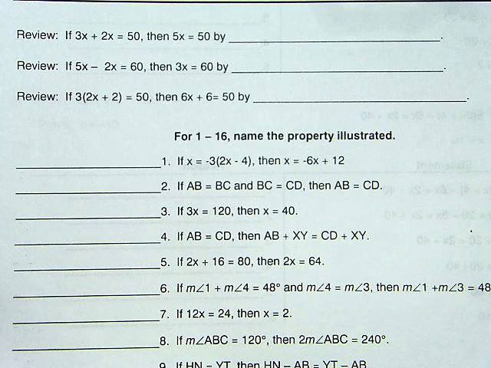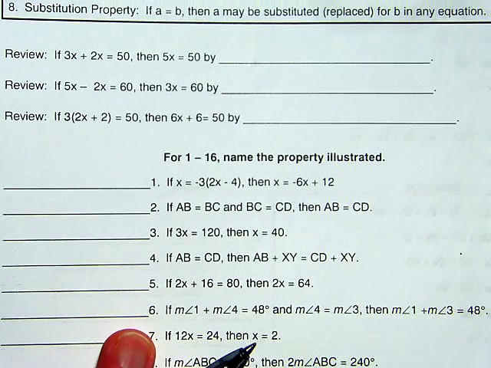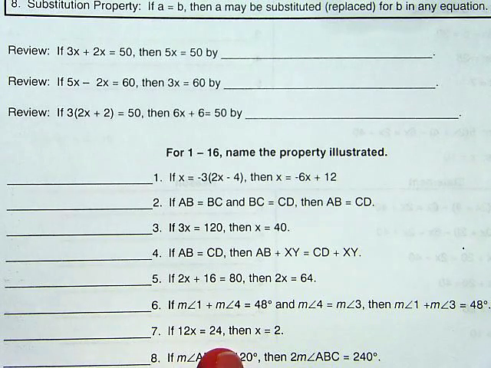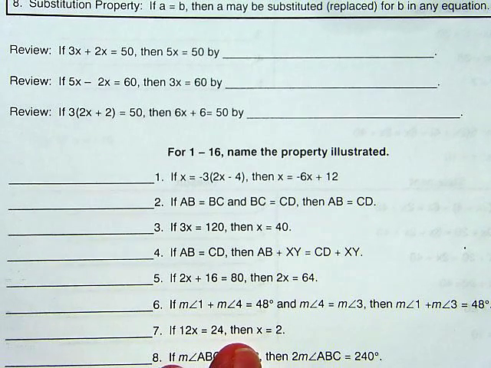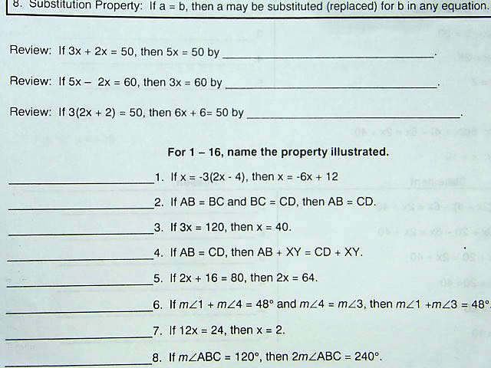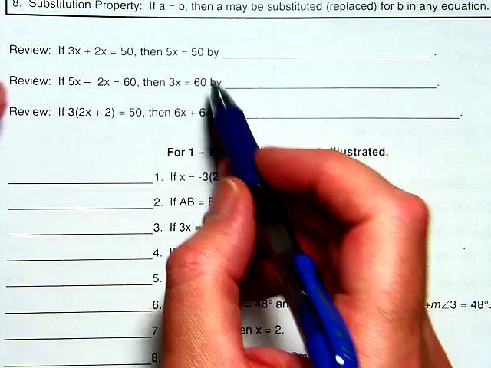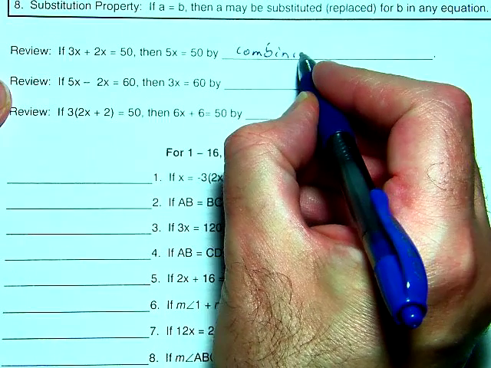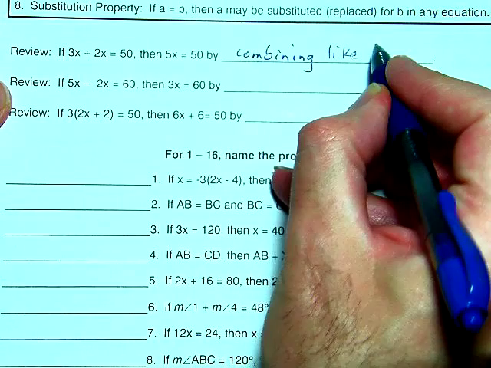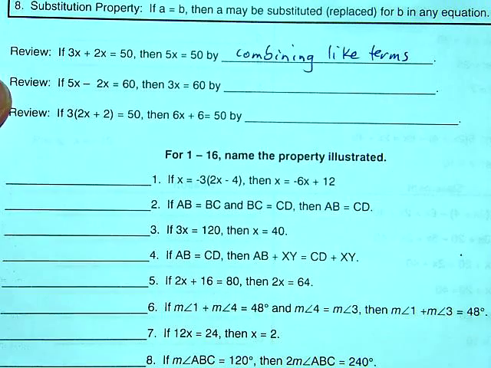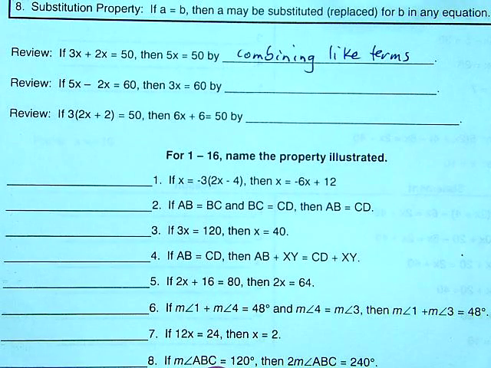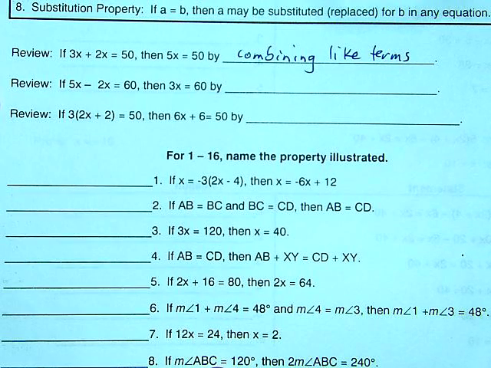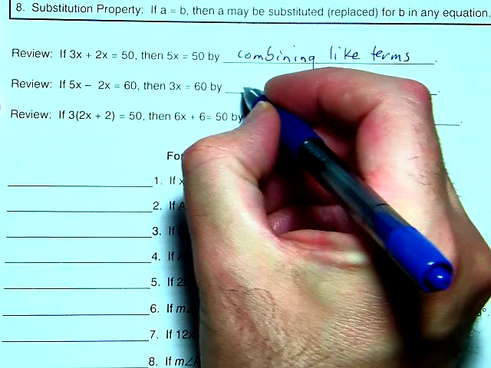So we've got 3 review questions. If 3x plus 2x equals 50, then 5x equals 50 by, and I think you should know that this is combining like terms. The next one is if 5x minus 2x equals 60, then 3x equals 60 by, again, combining like terms.